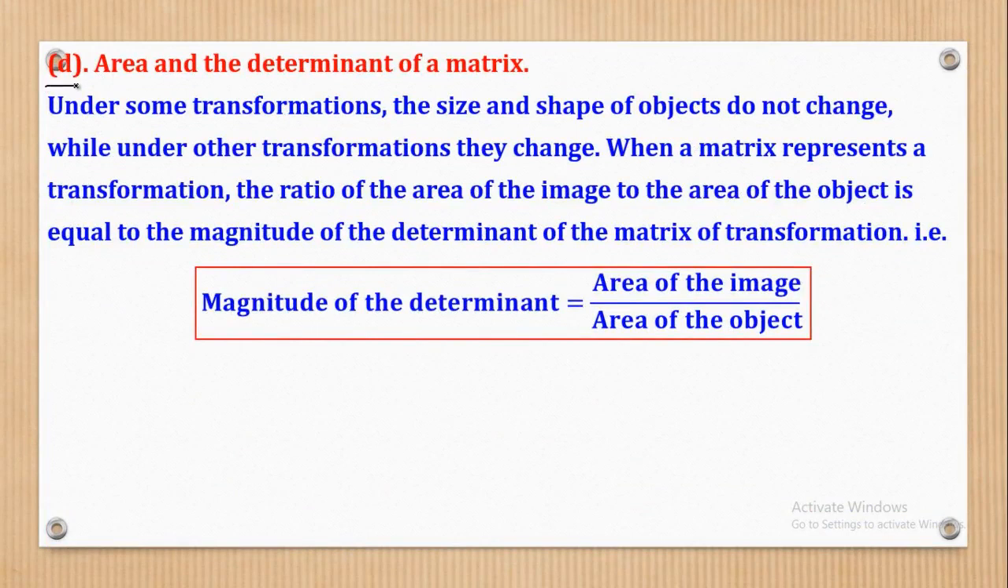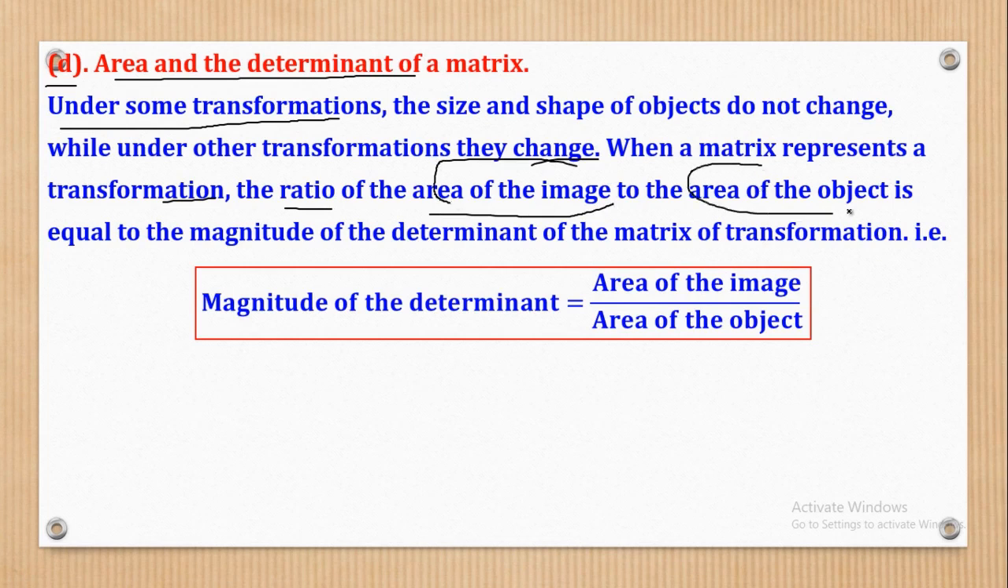Then we shall go to part D, which says area and the determinant of a matrix. There is some relationship between the area of a given figure and the determinant of a matrix of transformation. Under some transformations, the size and shape of the objects do not change, while under other transformations, they change. When a matrix represents a transformation, the ratio of the area of the image to the area of the object is equal to the magnitude of the determinant of the matrix of transformation.